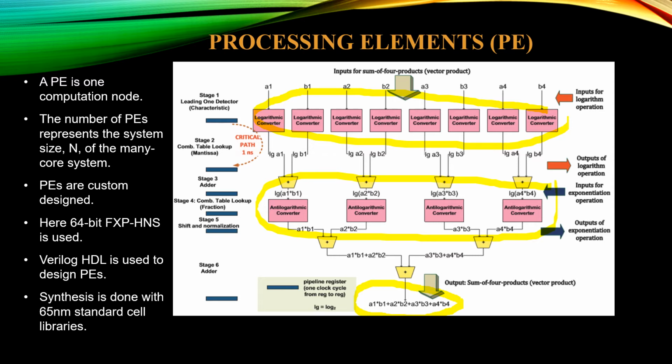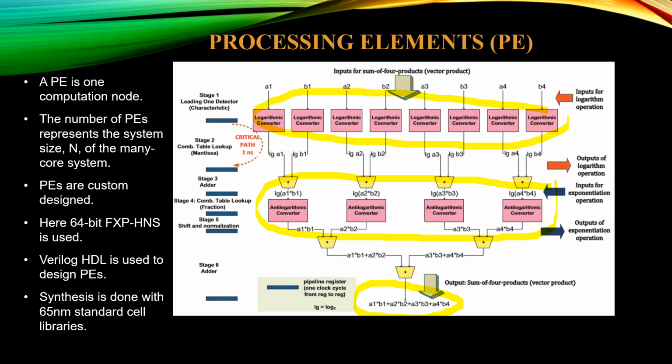Product A1, B1, A2, B2, A3, B3, and A4, B4, which is added together. Here, 64 bit is used to represent the number. The number system used is fixed point hybrid number system. It has high efficiency and accuracy in representing floating point numbers.